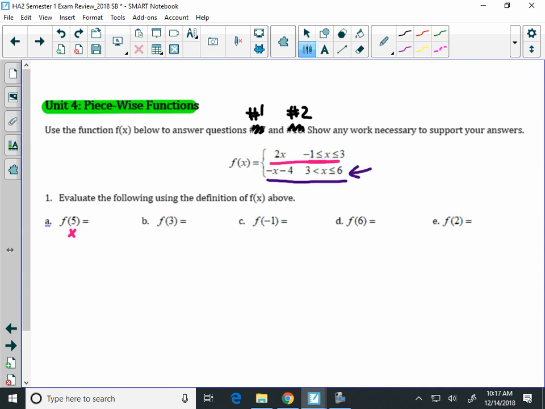5 falls into that second domain. It's in between 3 and 6. So you're going to put 5 into the bottom equation. You'll have -5 minus 4, which equals -9.